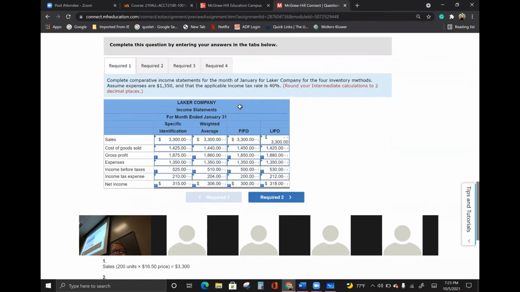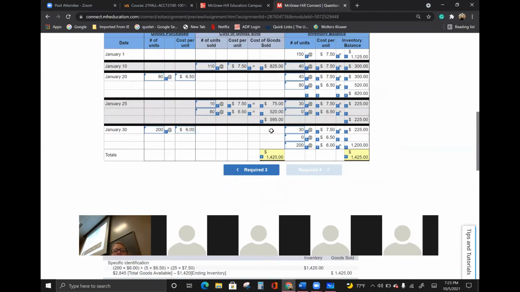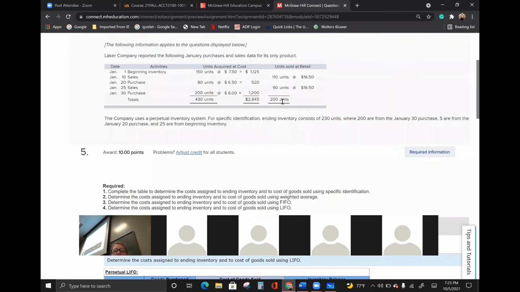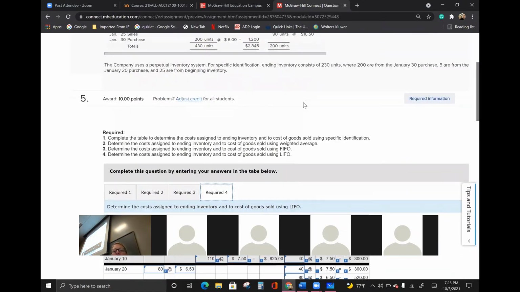Okay, and then same thing, this is the income statement. So we want to calculate out the sales, bring in the numbers we just calculated, and we also want to figure out what the tax is. So our sales, it's saying that we had 200 units that we sold at 1650. So we just multiply that to come up with a number.